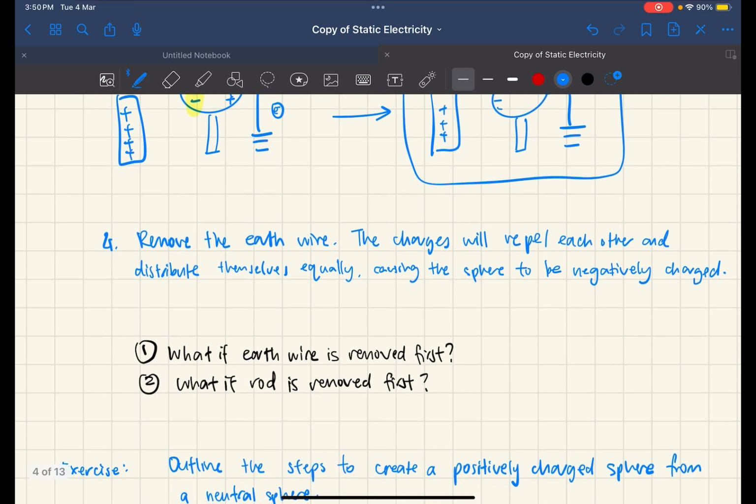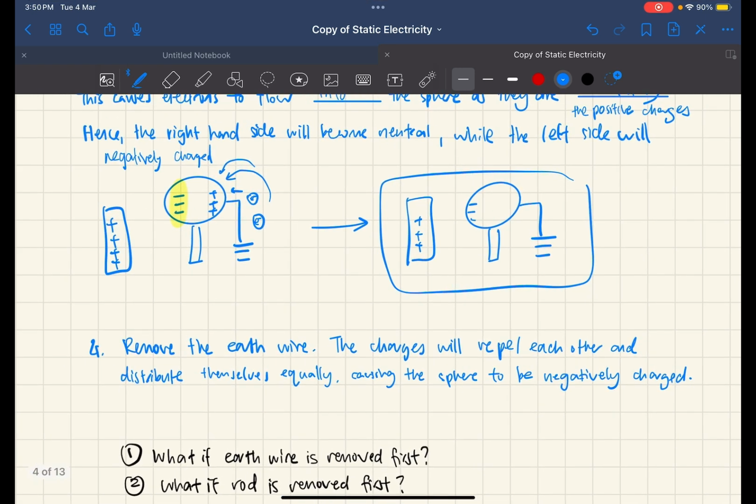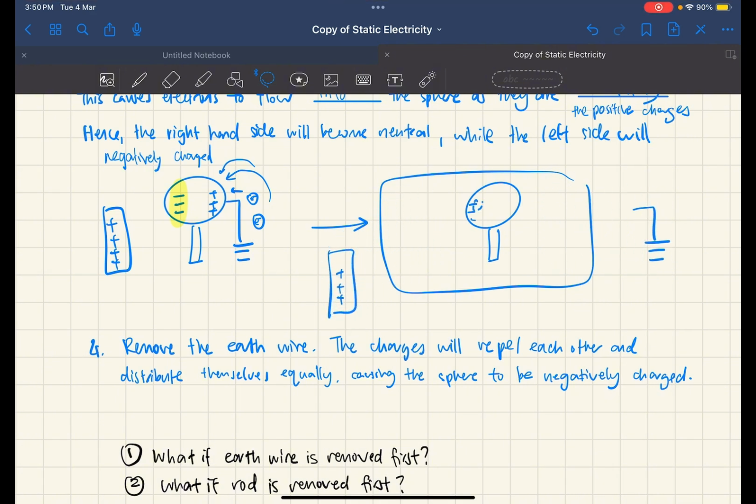Next, if you were to remove the earth wire and then after that remove the rod, your negative charges will redistribute themselves because they are all negatively charged. Because like charges repel, they will repel each other, something like this. So this will be the end product after your step 4. After step 4, it will look something like this.